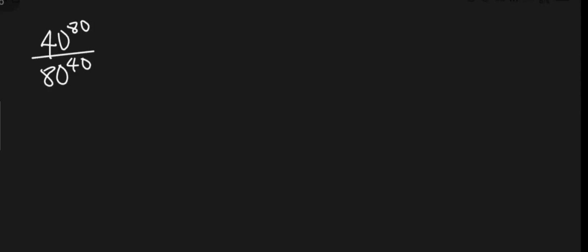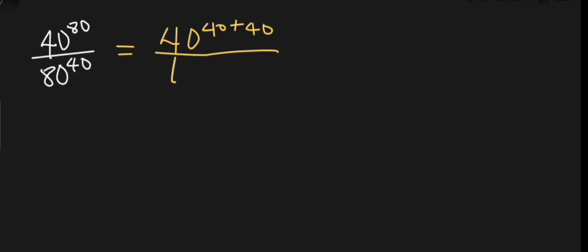We want to simplify this rational expression involving powers, where 40 to the power of 80 is written as 40 to the power of 40 plus 40, while 80 to the power of 40 is written as 2 times 40, all to the power of 40.